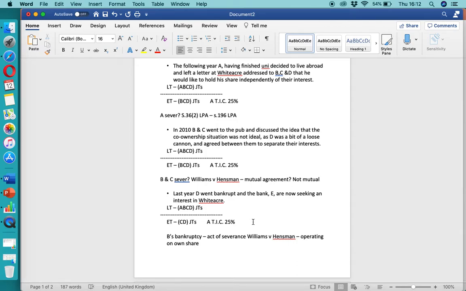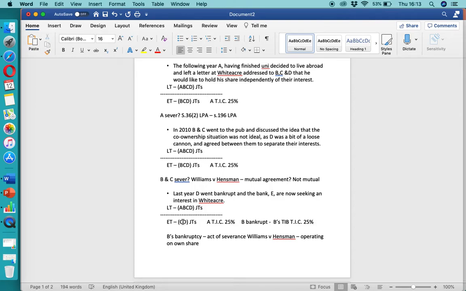You get a lot of death and awful happenings in problem questions with express co-ownership, but I've kept this one reasonably basic. Here we have B becoming bankrupt for his share, which would still be 25%. So the 25% goes to what's referred to as B's trustee in bankruptcy, who effectively passes his share across, and B's trustee in bankruptcy becomes a tenant in common for 25%.